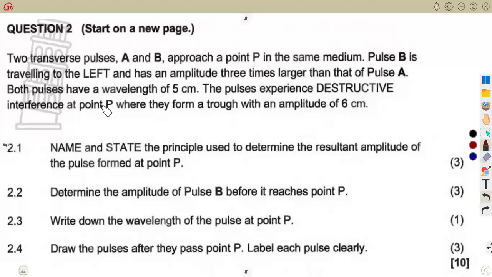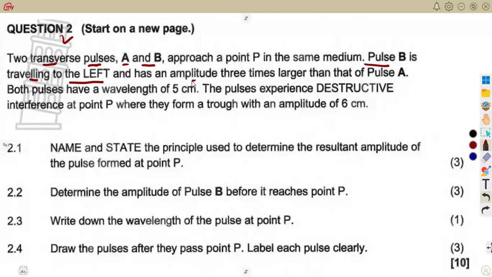All right. So in this case, I need us to quickly work out this question. As we can see, it just seems to be direct, but there are some important things that we need to take note of. We are given on question number two, transverse pulses A and B approach a point P in the same medium. Pulse B is traveling to the left. All right. Take note, B is going to the left. So A will be going to the right.